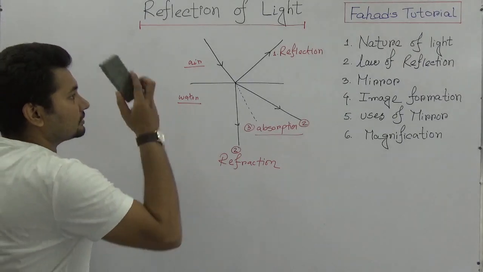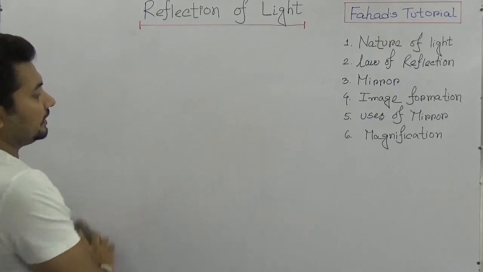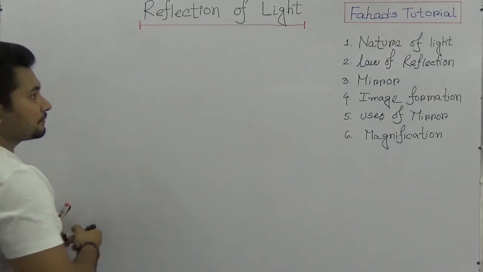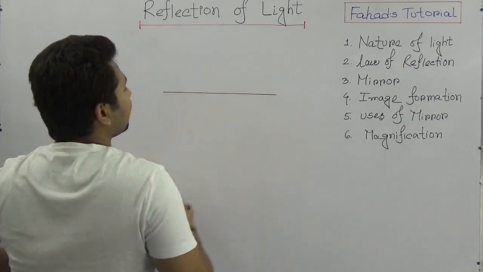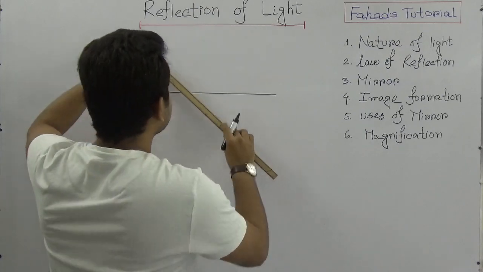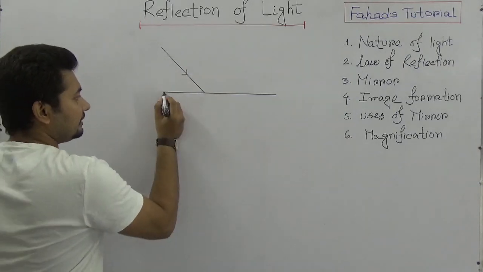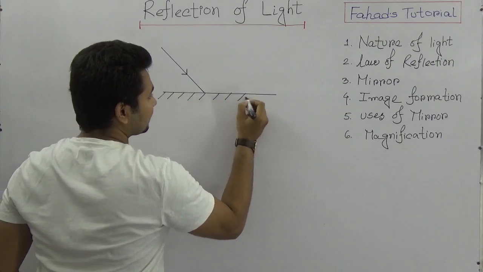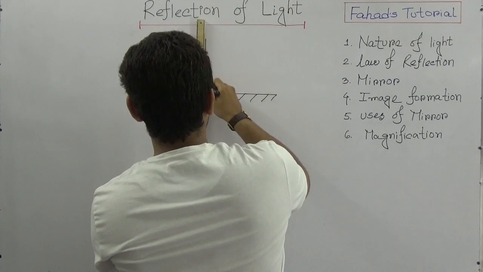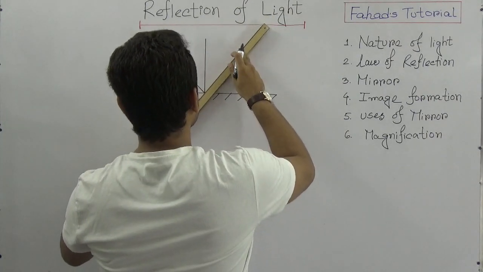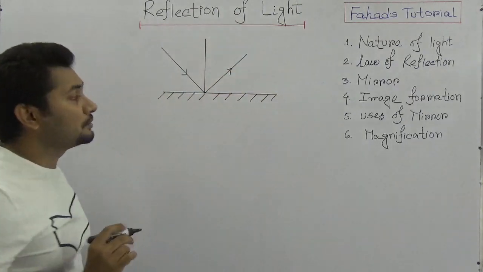So if I focus only on reflection, what issues should be discussed and what do we need to think about? Now come to the point: what is reflection of light? Suppose this is the surface of a different medium, and a light is falling from this way. If I say this is a reflector, a mirror, then we need to draw a normal. The normal is the perpendicular line at the point, and we must know that there will be a reflected ray.